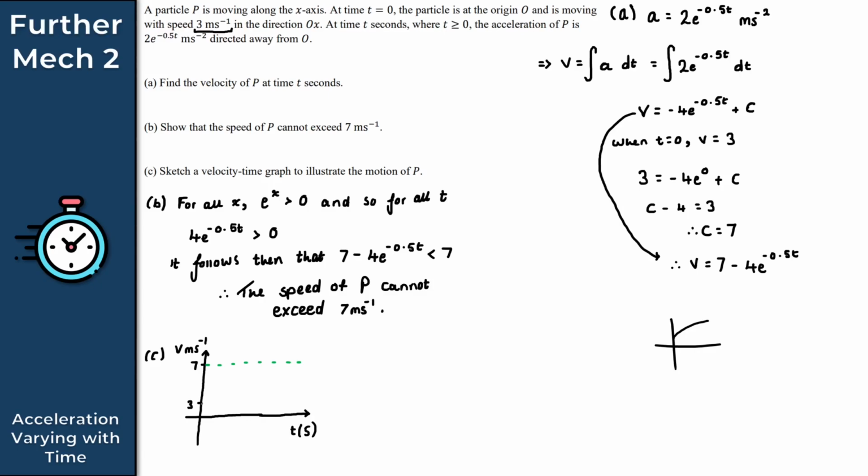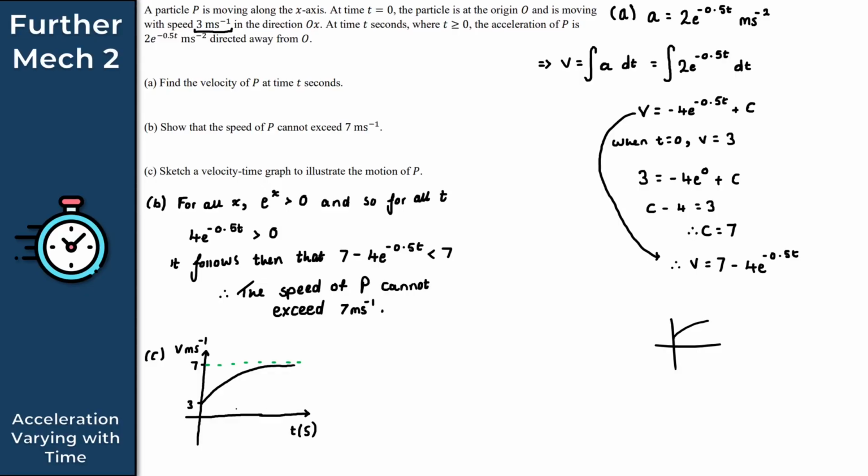So something like this here would be absolutely fine, okay? It's got the general kind of shape here that we want. It starts at 3 here on the vertical axis. That is absolutely perfect, right? As we said then, it will never actually touch the line v equals 7 here because it is an asymptote, right? The actual velocity here of 7 meters per second is what we call the terminal or limiting velocity of P in this context, right? But there we go then.